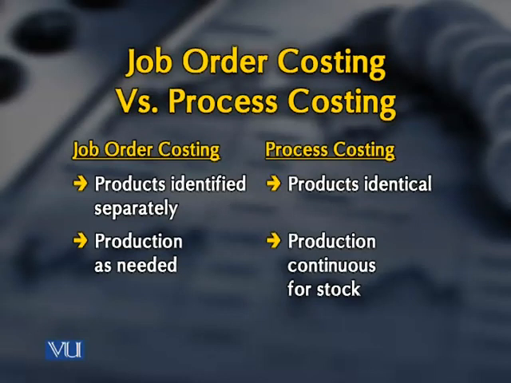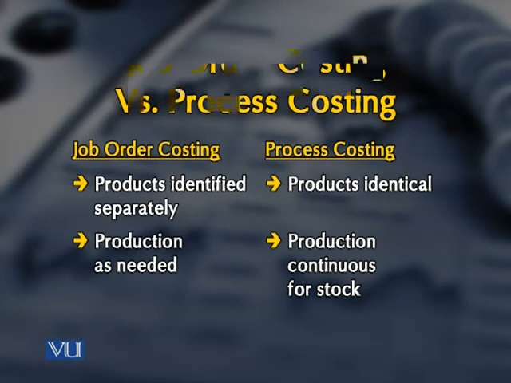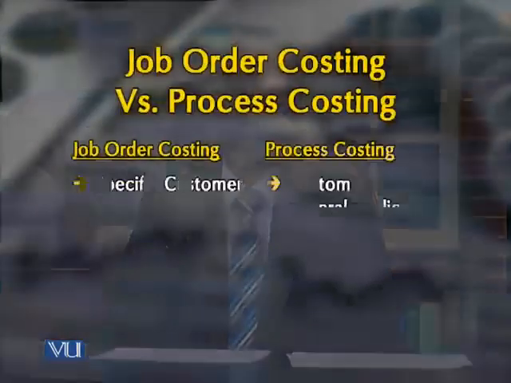Production as needed. As needed means that if you require it, you produce it; if you don't require it, you don't produce it. But in the case of process costing, production is continuous, it keeps going on and on. Then, specific customer: in process costing, we are not producing for a specific customer but for the general public. We produce it, let the people come, and if they like it, they buy it.